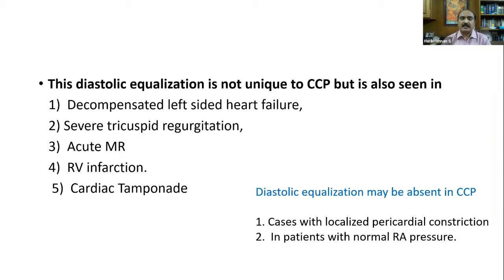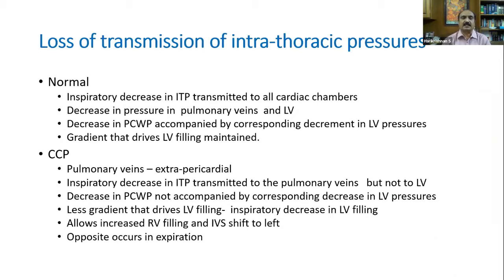The diastolic equalization is not unique to constriction, but it's also seen in decompensated left heart failure, severe TR, acute MR, RV infarction, and cardiac tamponade. But in some situations, like the cases with localized pericardial constriction or very dehydrated patients or normal right atrial pressure, the diastolic equalization may not be obvious in a constriction.